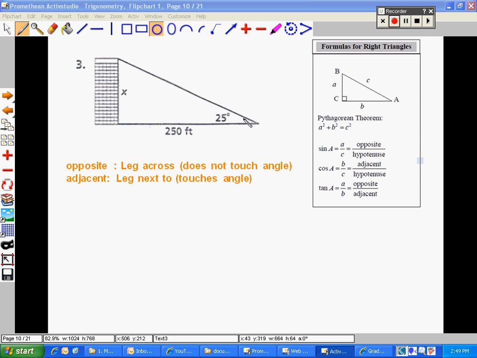So the first step in solving these problems is circle the angle. The reason why we circle the angle is because it's easier to determine which one is the opposite side and which is the adjacent side. The opposite side is always across from the angle. It does not touch this angle. So this side over here with the x does not touch the angle.